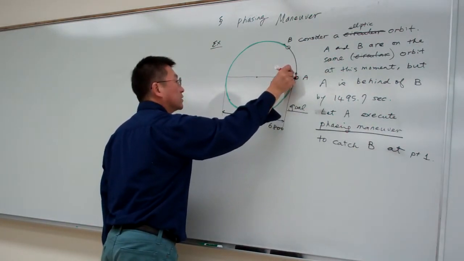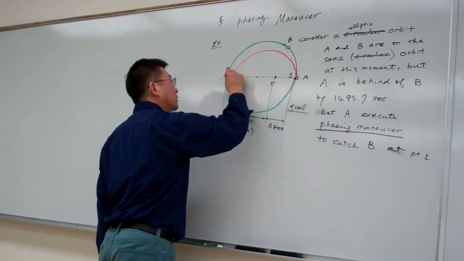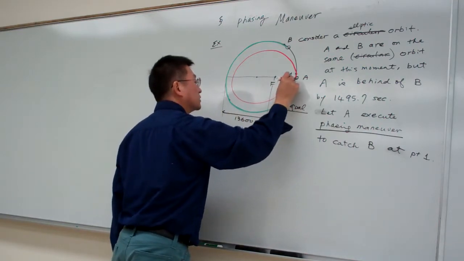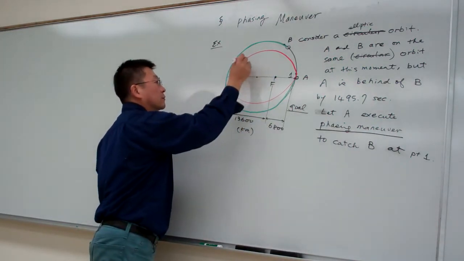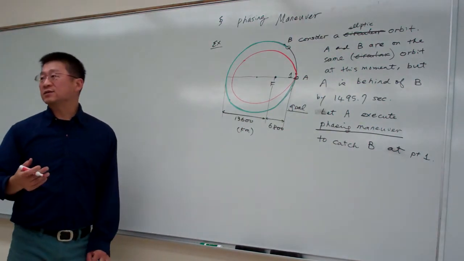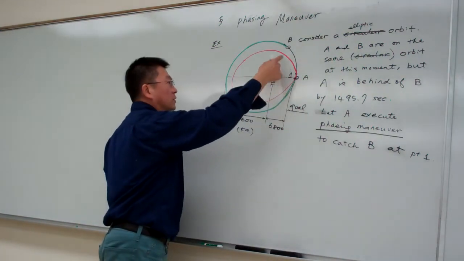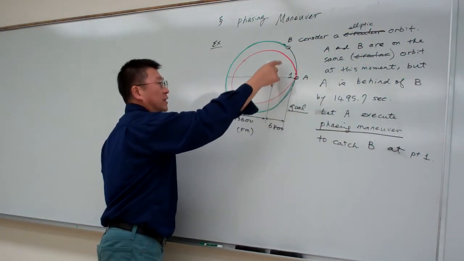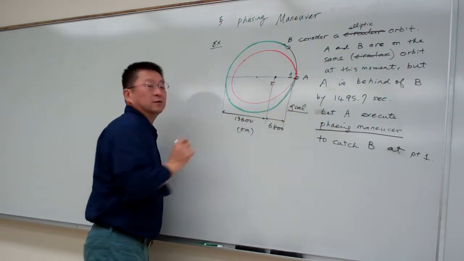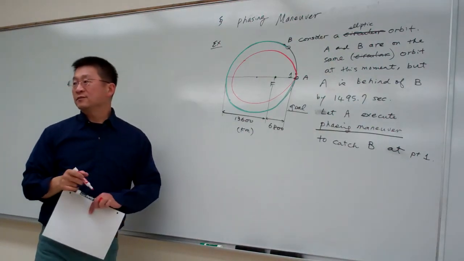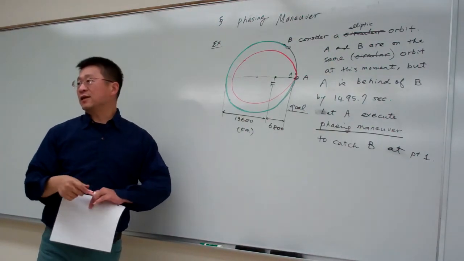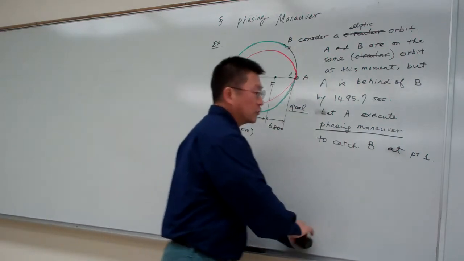So A right now is here. For example, this is the phasing orbit. Okay, so that's the concept. Which means we need to find a phasing orbit that has a period equal to the time from here to here. Okay, so that's the thinking. So how can we do it?